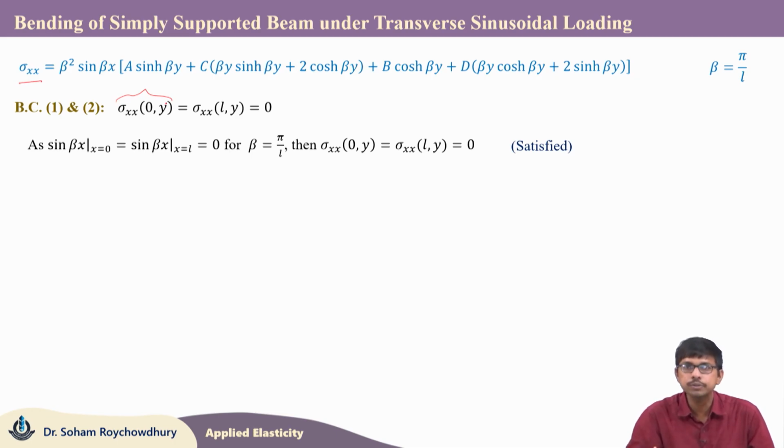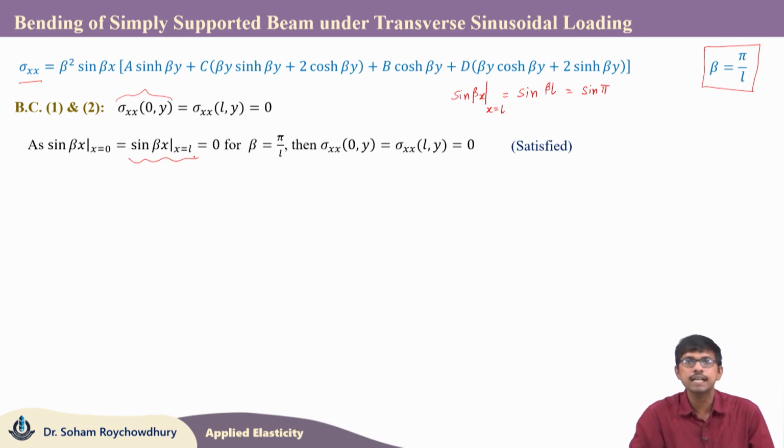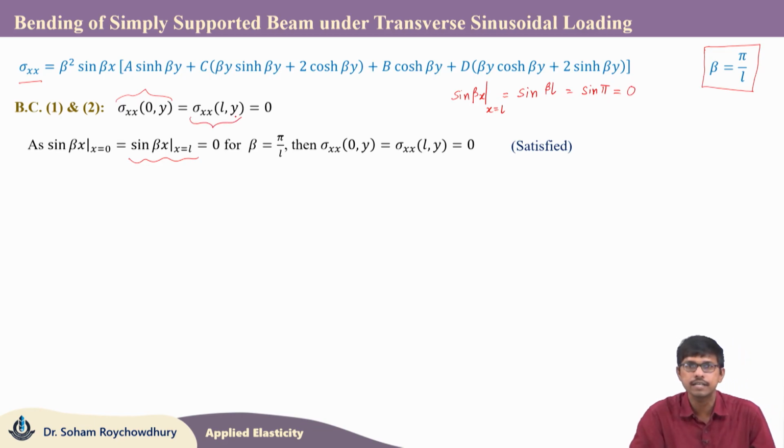Now, coming to the x equals L case, we know that beta is equal to pi by L. So, sin beta x at x equals L is nothing but sine of beta L, which is equal to sine of pi, and once again that term is 0. Hence sigma xx at L comma y is 0. So, both of these two boundary conditions are directly satisfied with beta equals pi by L.